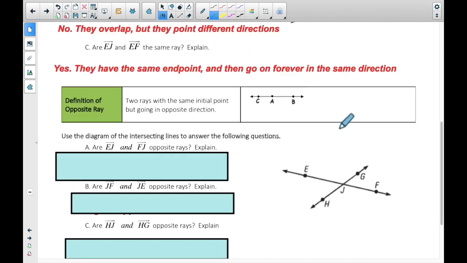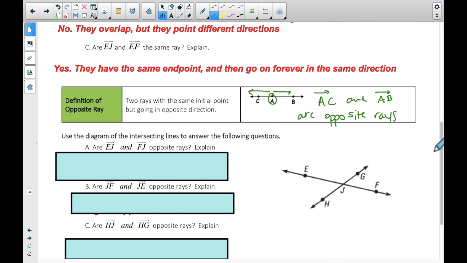We also have a thing called opposite rays. And opposite rays are two rays with the same initial point, but going in opposite directions. So they have to have the same starting point, but go in different ways. So we could start here at A, and we could go this way, or we could start here at A, and we could go this way. Those are opposite rays. So AC and AB are opposite rays. They both start at A, so A has to come first. This one goes to the right, this one goes to the left.